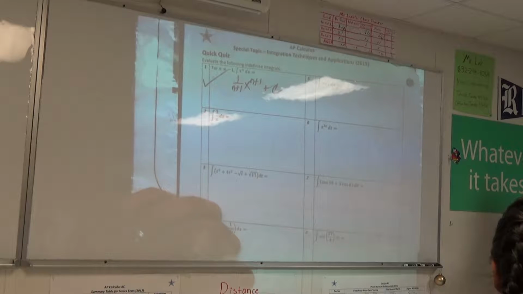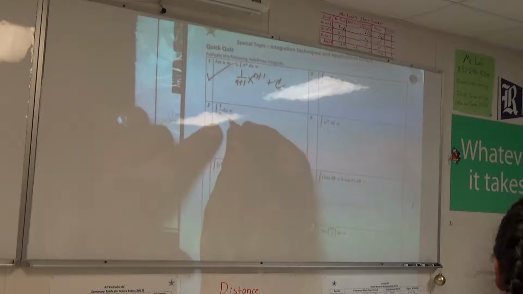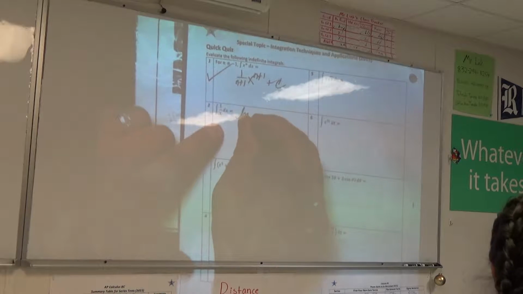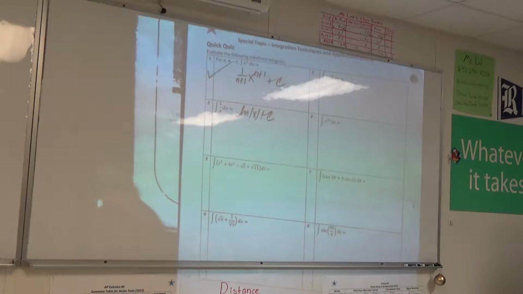Number 2, antiderivative of 1 over x. Everyone's going to tell me? Natural log absolute value of x plus, okay, plus Charlie.